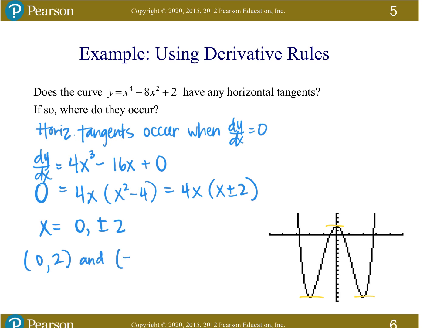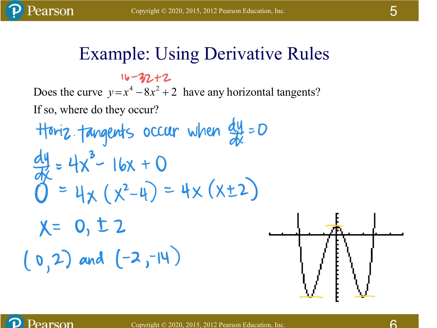It'll be occurring at x equals negative 2, and then you want to find the y value for that. So looking back at the original equation, that would be 16 minus 32 plus 2. So let's see, negative 14.